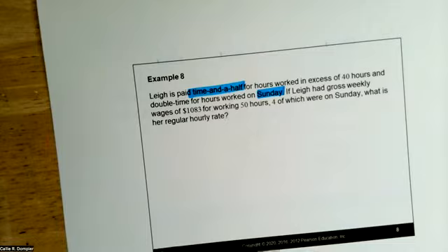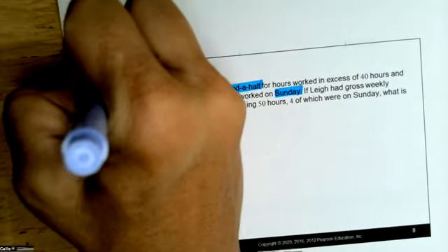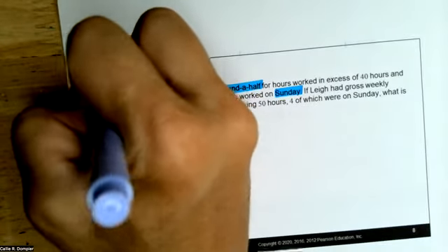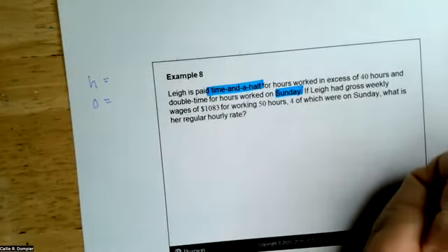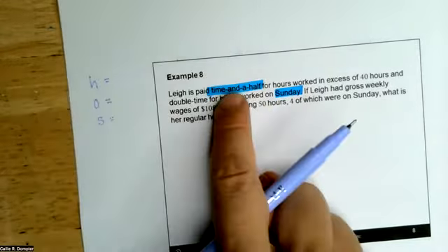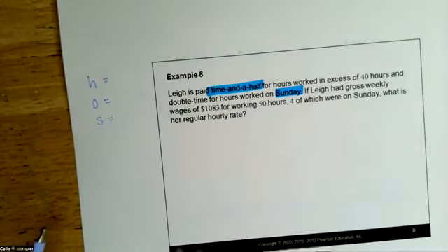So we work our regular job, we just get our hourly wage. We get overtime, or time and a half, right? And we get our weekend pay, our Sunday pay. I'm going to call time and a half O for overtime.